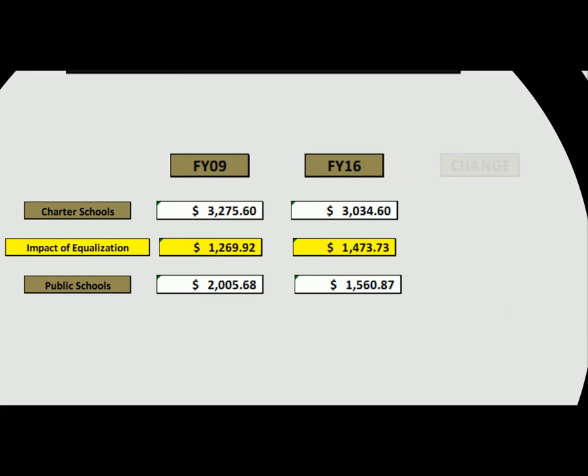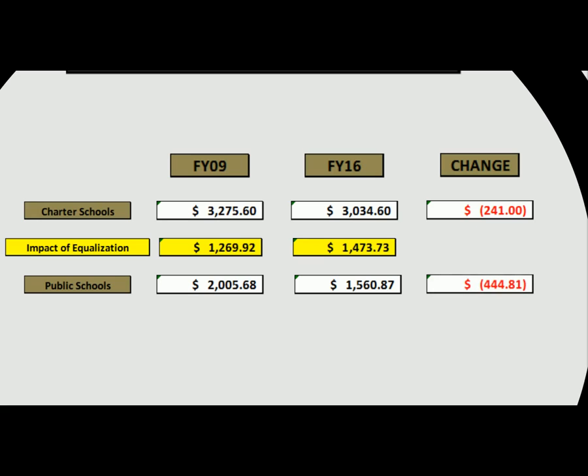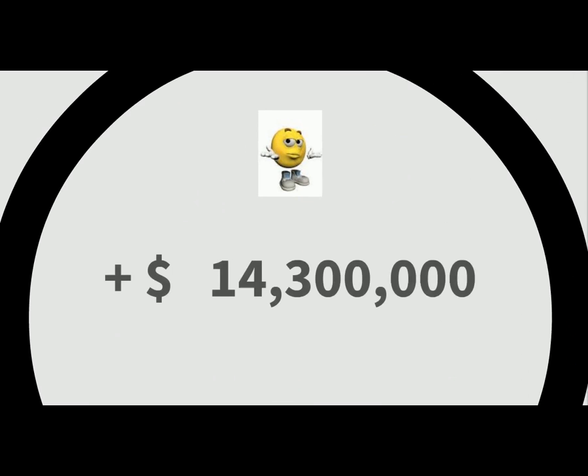When changes in funding are measured, we see that while charter schools are receiving $241 less per student, public schools are actually receiving $444.81 less. To add perspective, if my district, Putnam City Schools, had received in fiscal year 16 the level of funding we received in fiscal year 9, we would have had $14.3 million more in state aid.